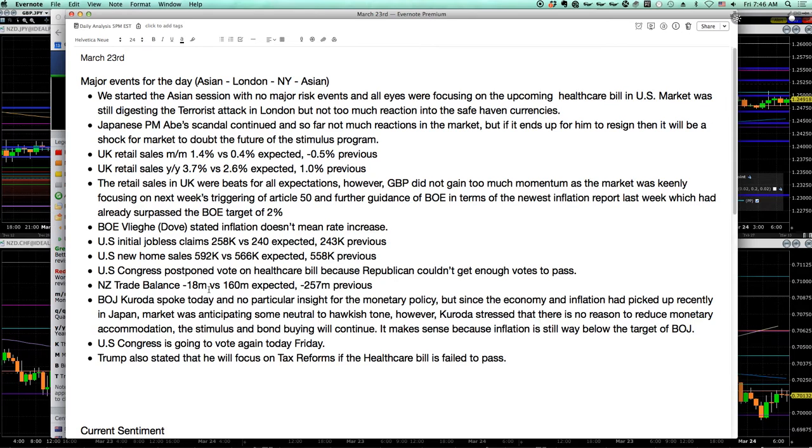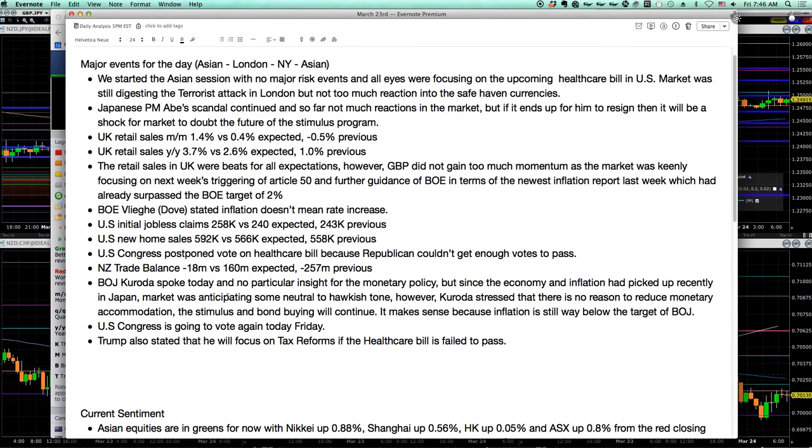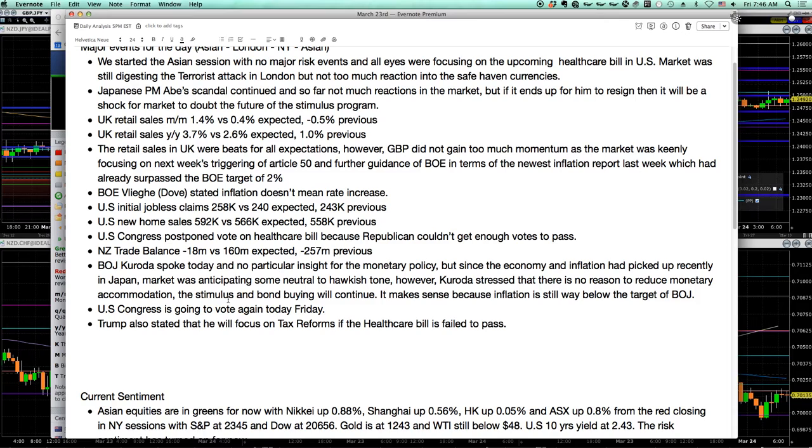The most important thing is that the U.S. Congress was going to pass the healthcare bill, and they failed to do that because the Republicans couldn't get enough votes. And the impact of this event is very simple. It's not so much about the bill itself. It's about the ability of Donald Trump, because if he cannot pass a bill in a Republican-controlled Congress, that just shows his inability as a president.